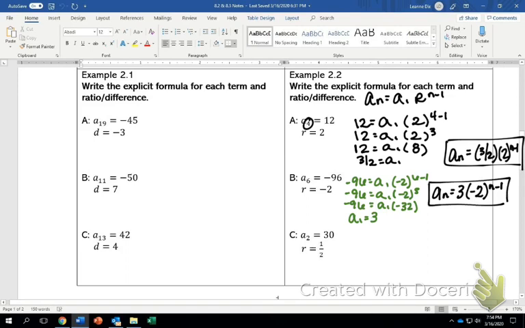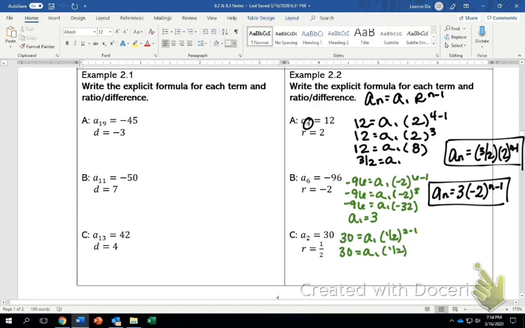Take a couple seconds and do letter C. So if you set it up correctly, you should have 30 is going to be equal to a sub 1 times 1/2. Our ratio has to be in parentheses, raised to the power of 2 minus 1. Do some quick little math, and we can obviously see that it's just going to end up being 1. And since it's just 1, we don't have to worry about it.